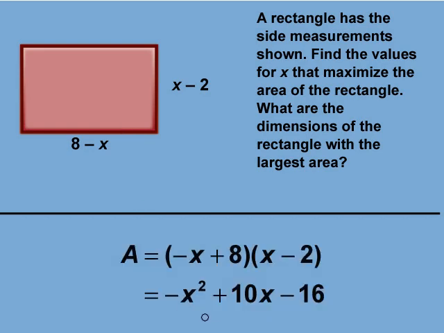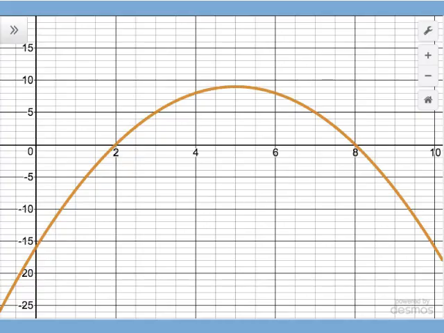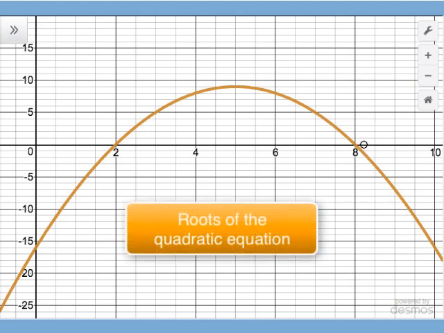This quadratic is in what's called standard form. It has a quadratic term, shown here, a linear term, shown here, and a constant term, shown here. A quadratic in standard form is written as ax squared plus bx plus c, where a, b, and c are different numbers. Here is the graph of this function. Notice that the parabola intersects x equals 2 and x equals 8. Those values are called the roots of the quadratic equation.